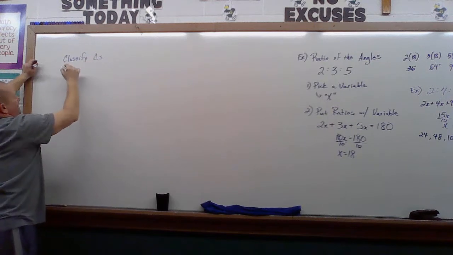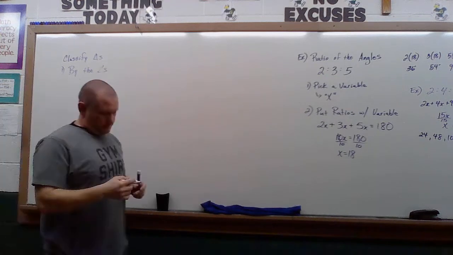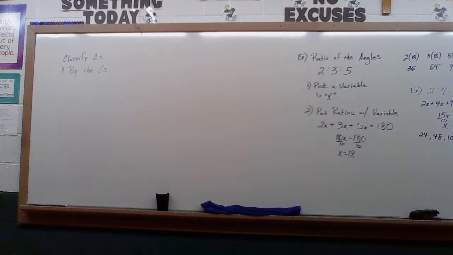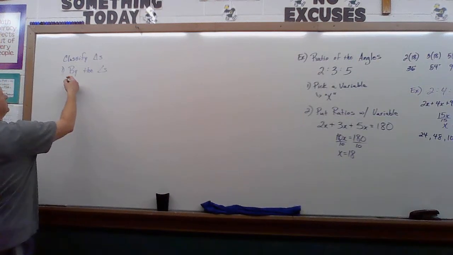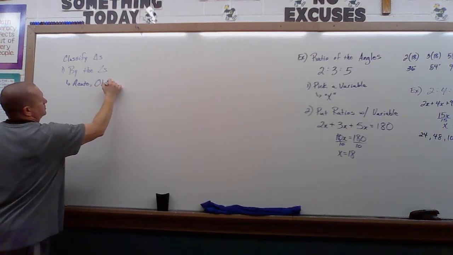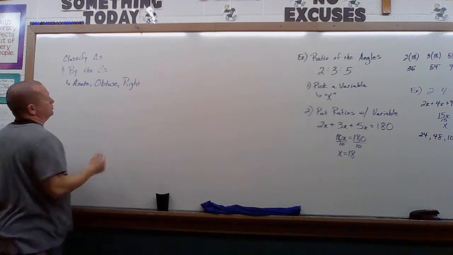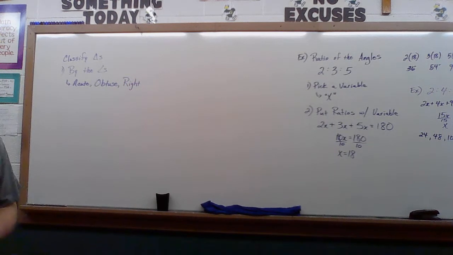And again, the first way is by the angles. Now, we've talked about angles before. What were the 3 words that we talked about with respect to angles? Well, we talked about the words acute, obtuse, and right. We use those 3 words to talk about an angle, and we're going to use those same 3 words to talk about a triangle.